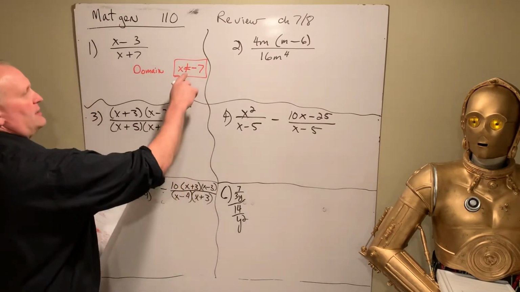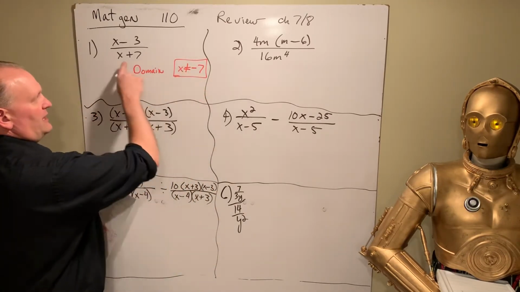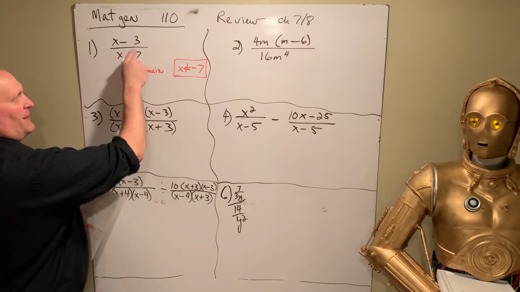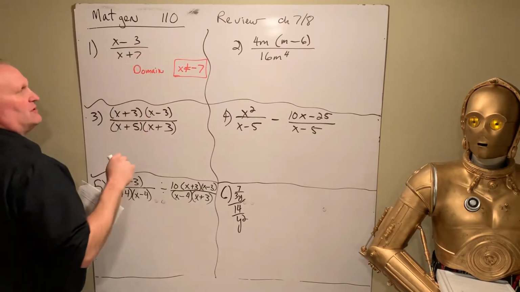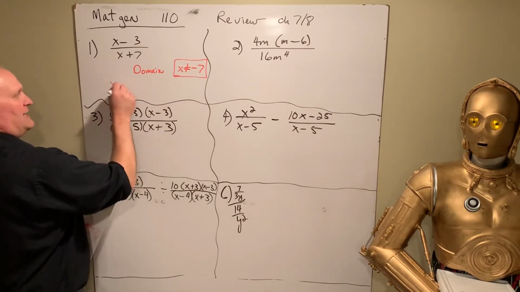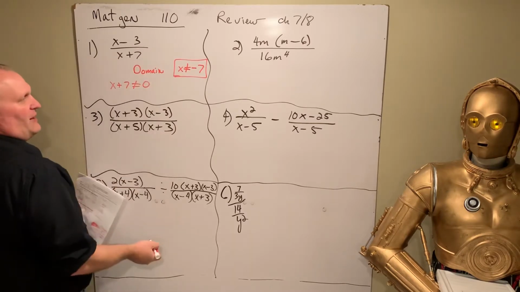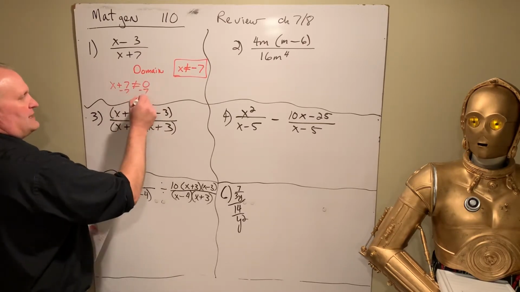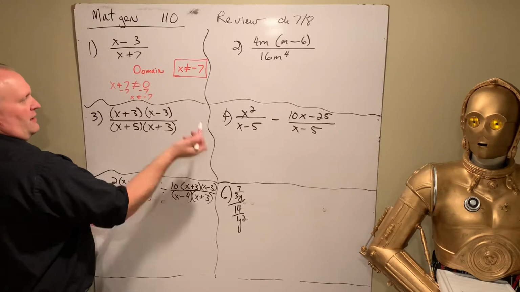But for shorthand, you can just say x can't be equal to -7, because that's what gets 0 on the bottom. We don't care about the top. The top could be 0 all day. This is what we can't have: the bottom equal to 0. You can just subtract 7. And there we are.